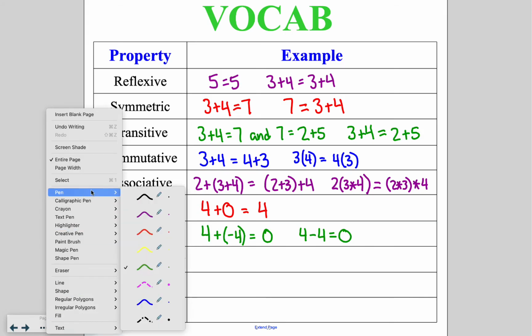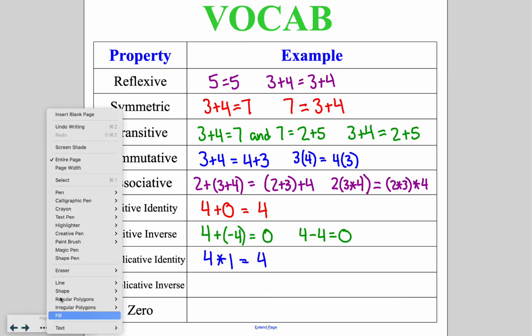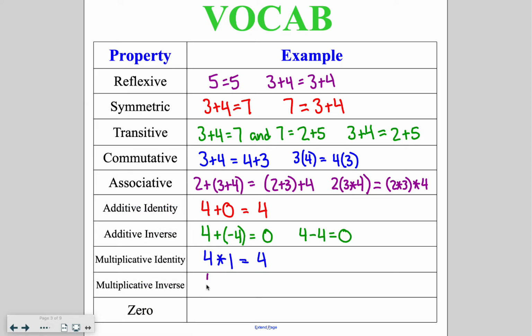The identity of multiplication is similar to the identity of addition, but we're using a different value now. So the number times 1 is equal to itself. So 1 is the multiplicative identity of numbers. When it comes to inverses for multiplication, that's where we have the fraction.